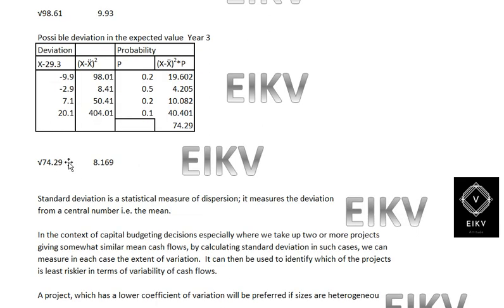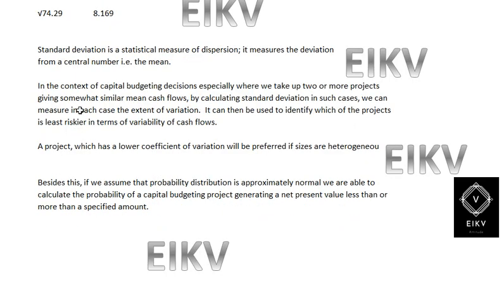In the same way, you need to take the standard deviation of the third year, which is the square root of 74.29, and the answer is 8.169. So the standard deviation is a statistical measure of dispersion. It measures the deviation from the central number, that is the mean.